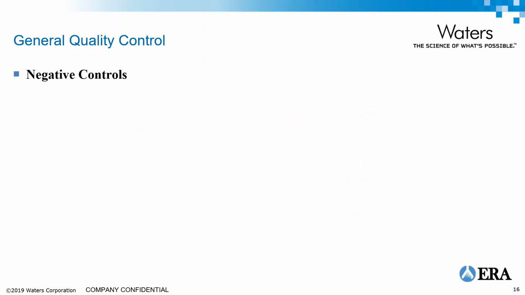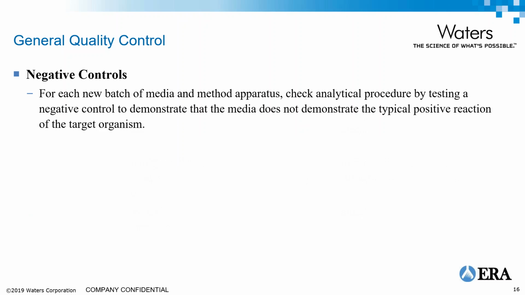Negative controls. So you've got your positive control to show you the reaction that you are expecting. You want to run negative controls to show that the media that you're using or your process doesn't show that typical response, that it gives you a negative result. There's a variety of different organisms that you can select for this. We sell some in our products. Proteus could be used, Pseudomonas. There's a variety of different species.